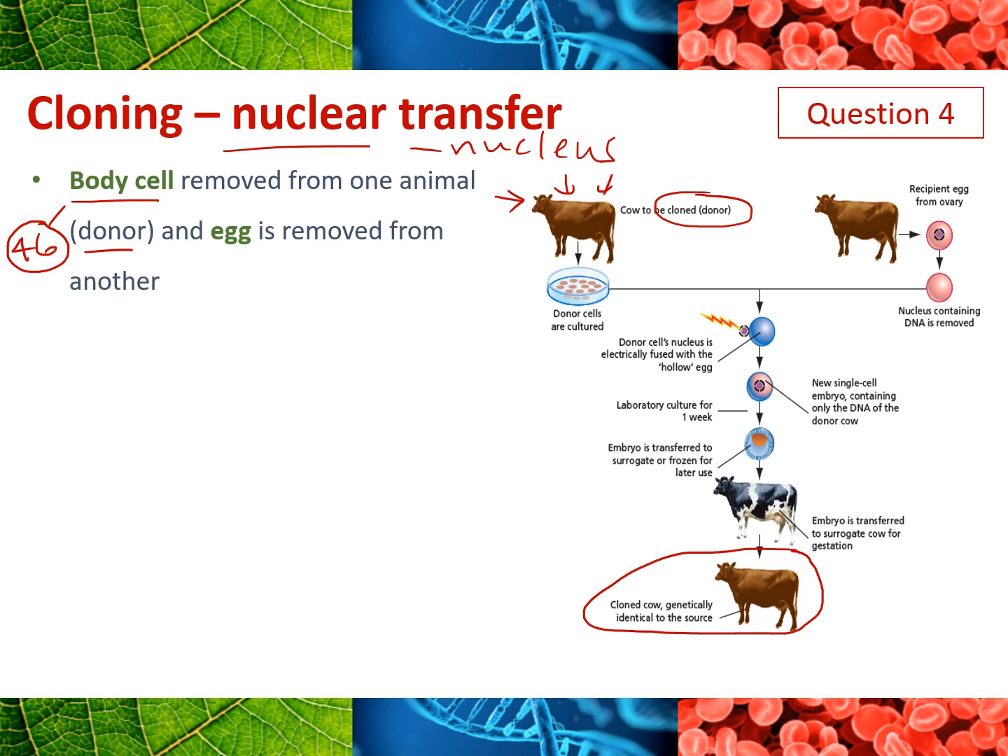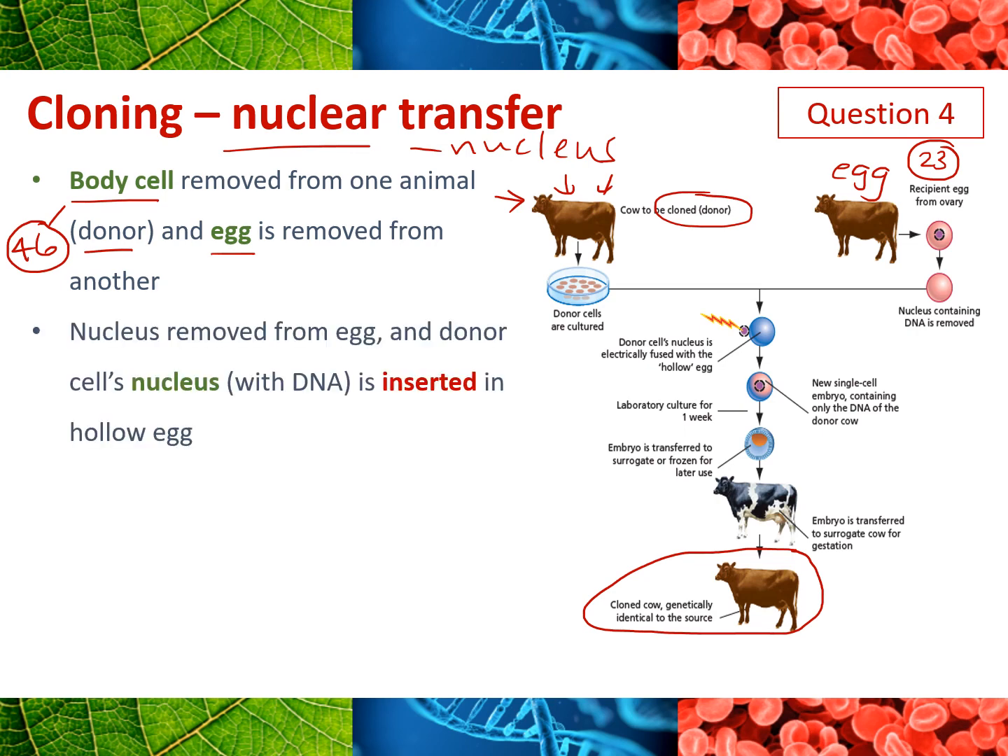An egg then gets removed from a different cow. Okay, so this is the egg cow over here. Remember the egg only has 23 chromosomes. It has half the number of whatever the diploid number is for that organism. Okay, the nucleus of the egg gets removed.